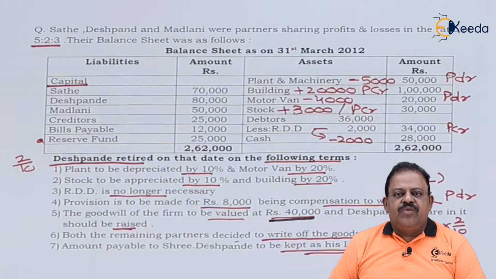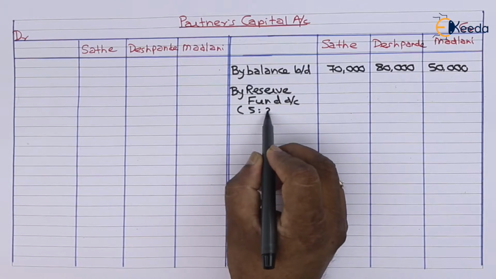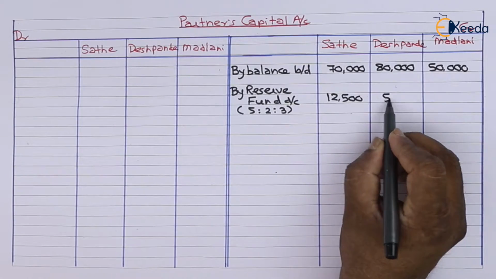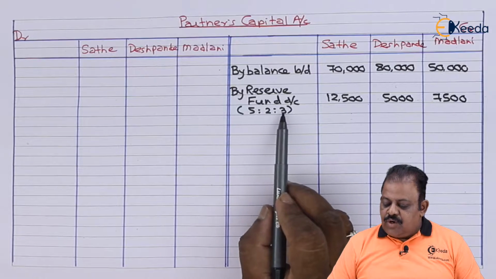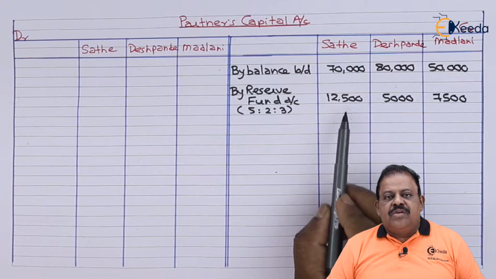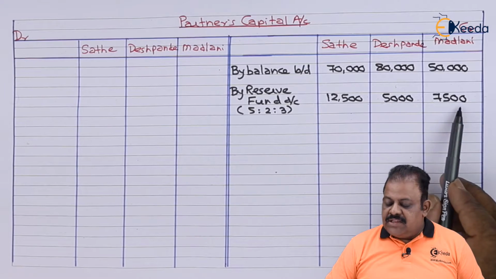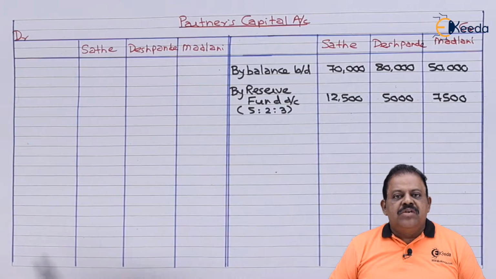Reserve fund 25,000. This will be divided among all partners in their profit sharing ratio and will be credited to their capital accounts. Partners' capital account credit by reserve fund account: Sathe 12,500, Deshpande 5,000, Madlani 7,500. This is divided in the ratio of 5:2:3.